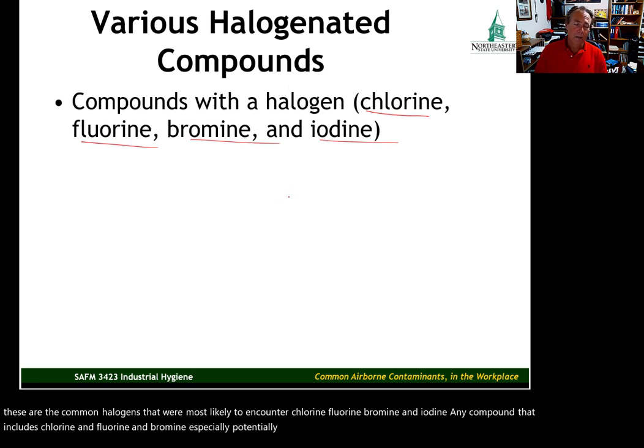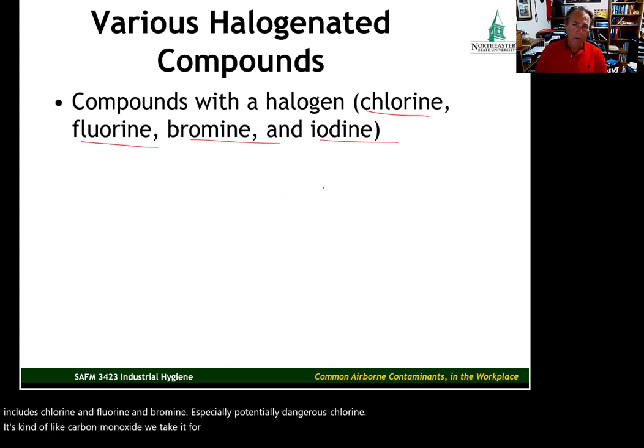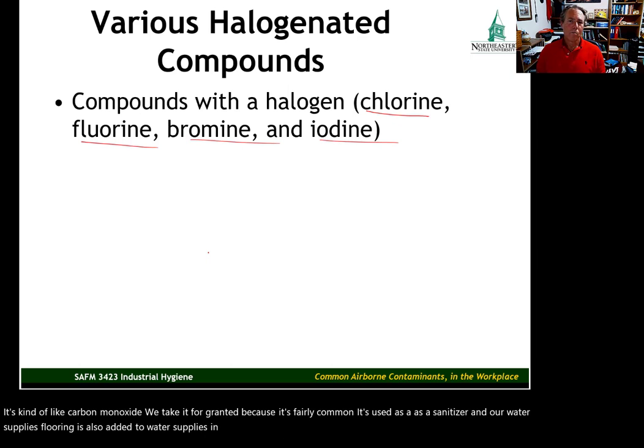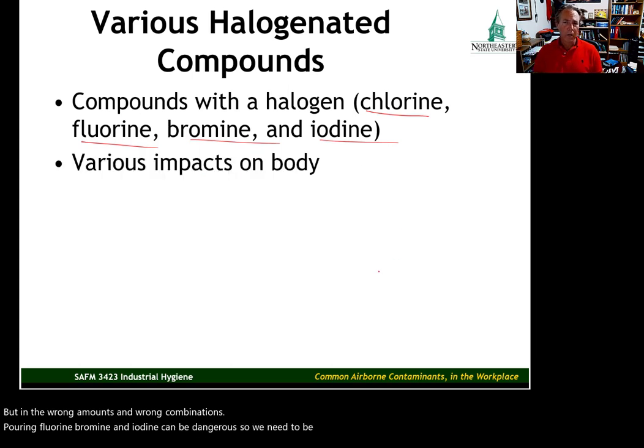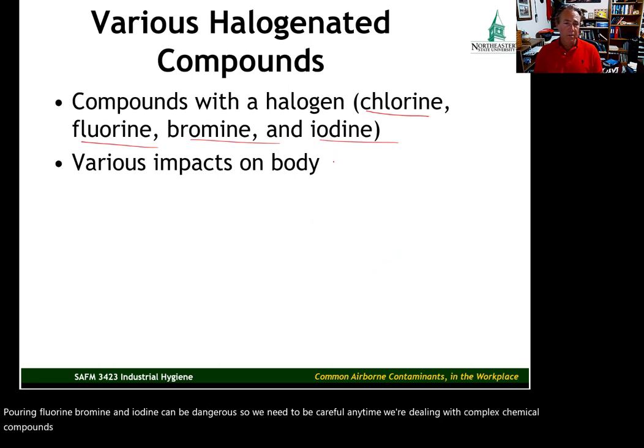Chlorine is kind of like carbon monoxide. We take it for granted because it's fairly common. It's used as a sanitizer in our water supplies. Fluorine is also added to water supplies in limited amounts, but in the wrong amounts and wrong combinations, chlorine, fluorine, bromine, and iodine can be dangerous. So we need to be careful anytime we're dealing with chemical compounds that include any of these elements.